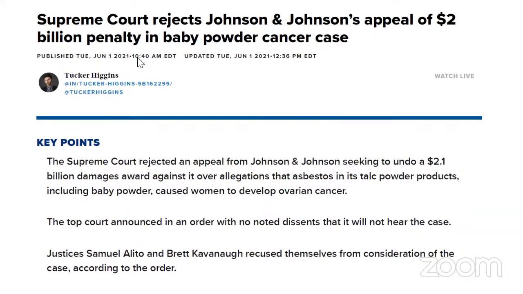So this: Supreme Court rejects Johnson & Johnson appeal of 2 billion penalty in the baby powder cancer case. So we are discussing this popular case where the woman suffered with ovarian cancer, and the cause of this ovarian cancer was use of Johnson & Johnson baby powder, which was containing asbestos. So you can understand how harmful these products are.